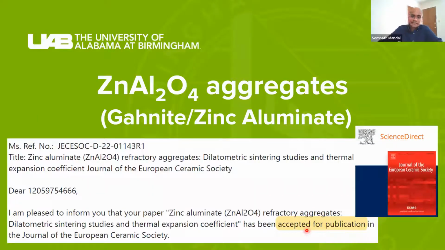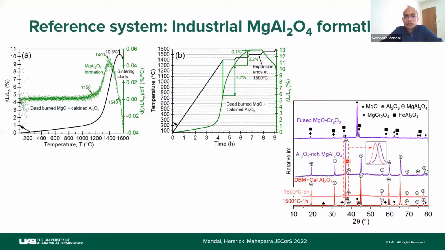Now coming to the zinc aluminate, we just got published this Sunday. So zinc aluminate aggregates, we are going to make dense aggregates, but before that, we want to start with something which is a known system, which is our reference system, industrial magnesium aluminate, made from DBM and calcined alumina. Both of these are very well-known raw materials used to make refractories.